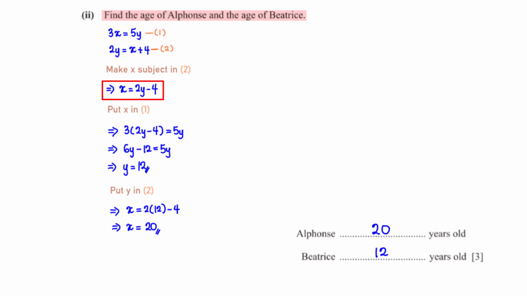Now we can plug in x into equation 1. This gives us 3 times (2y minus 4) equals 5y. When we expand the brackets, 3 times 2y is 6y. 3 times negative 4 is negative 12. When we group like terms, we get y equals 12. Now that we have y, x is equal to 2 times 12 minus 4, which is equal to 20.